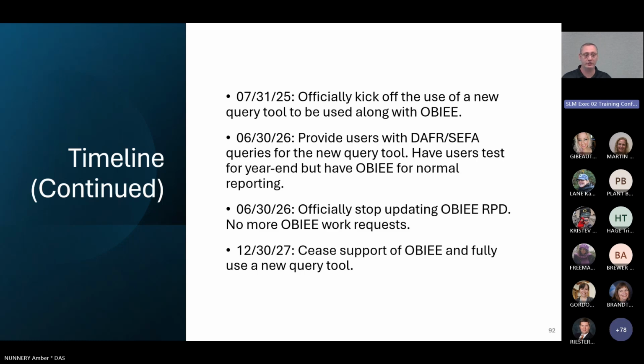And then on June 30th, 2026, we want to be able to provide you with a DAFR and the CFA queries, because I know how important those are to accountants. And so they can see those, use those. They should be out in the repository just like they are today. And you will be able to at least compare OB to the new tool.